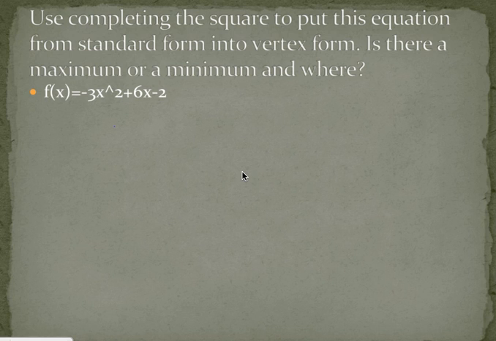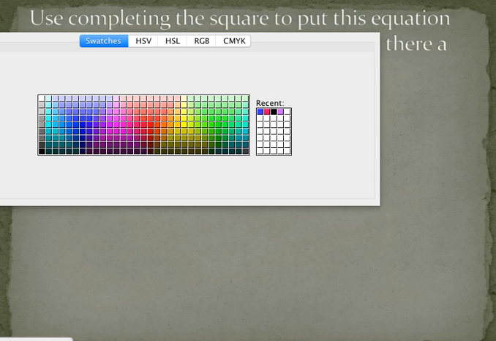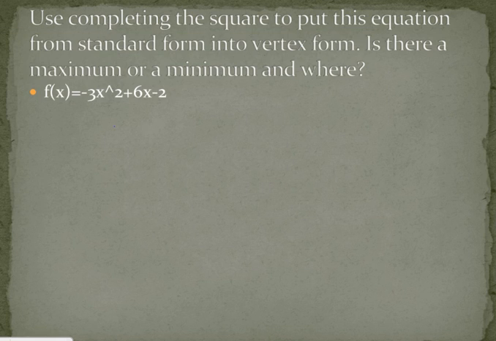Hello, this is Mrs. Dowell, and I would like to spend some time today working on a difficult problem with you. This is completing the square in order to convert your equation from standard form into vertex form. Now remember, standard form is ax squared plus bx plus c, and vertex form is a(x minus h) squared plus k. I'm forgetting all about the y equals.